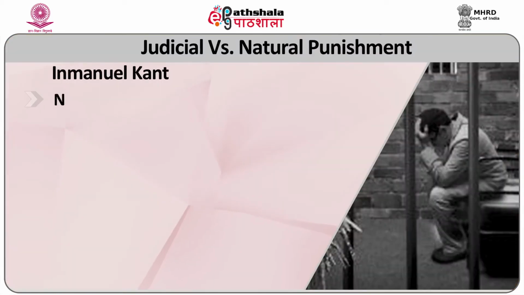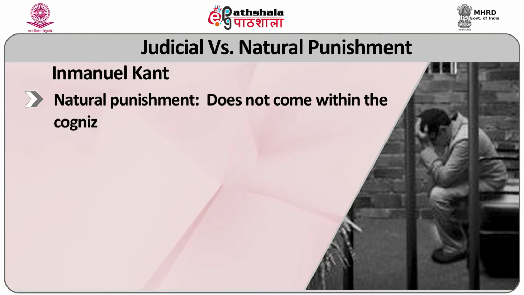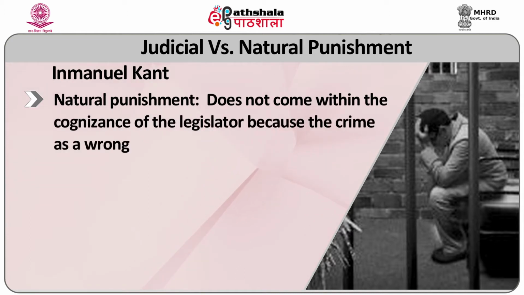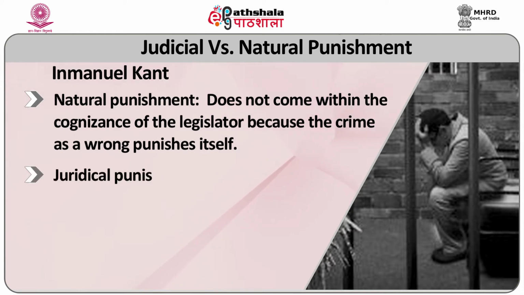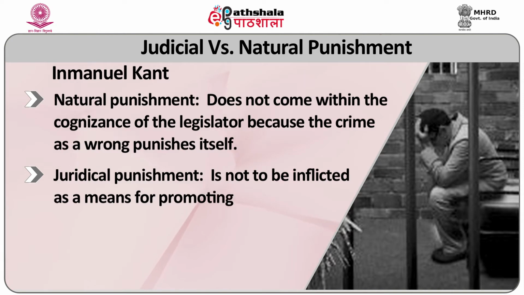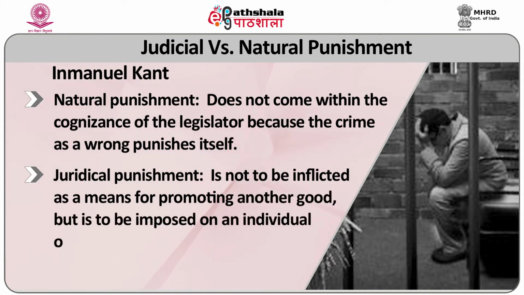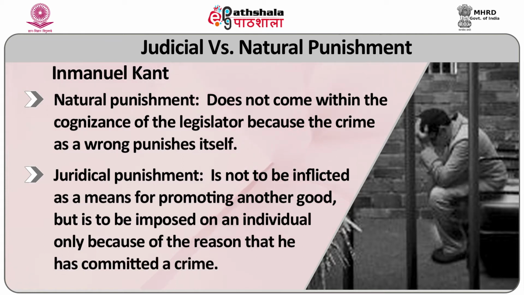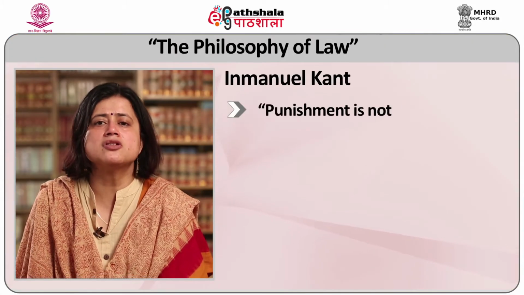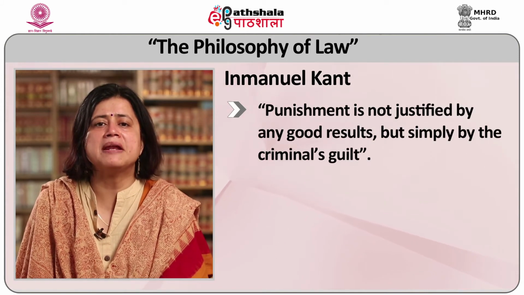According to Kant, natural punishment does not come within the cognizance of the legislator because the crime as a wrong punishes itself, whereas juridical punishment is not to be inflicted as a means for promoting another good, but is to be imposed on the individual only because of the reason that he has committed a crime. Immanuel Kant asserts in his philosophy of law that punishment is not justified by any good results but simply by the criminal's guilt. If the criminal does not pay for the wrongdoings in the form of punishment which befits the crime he has committed, it causes injustice.